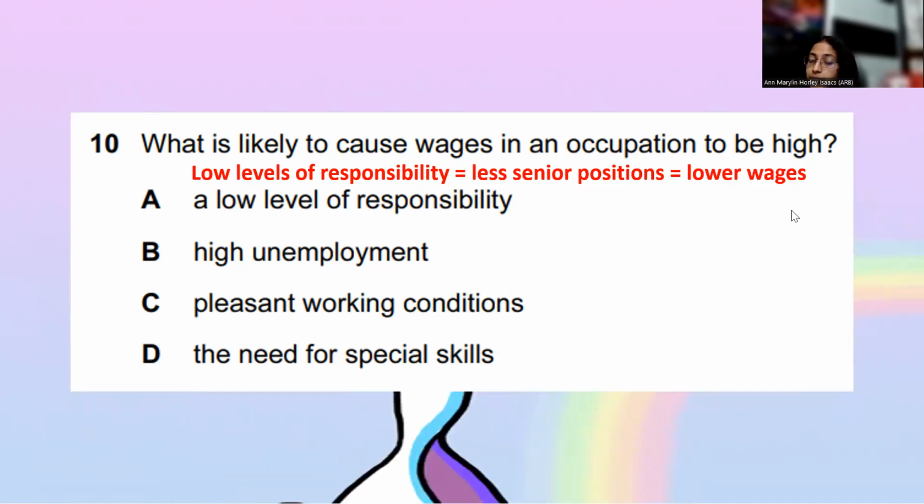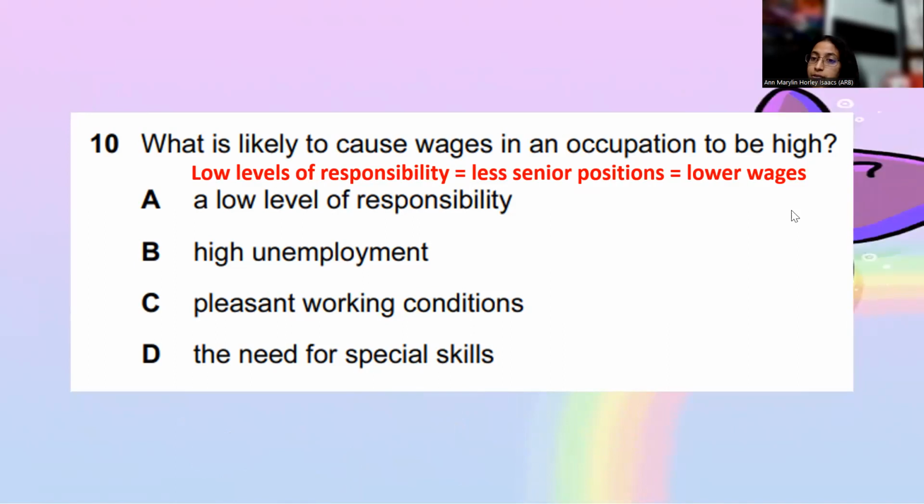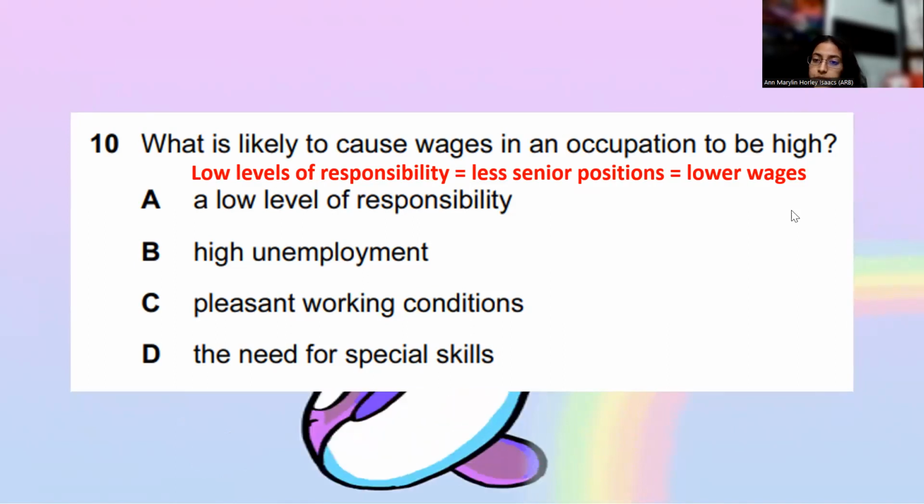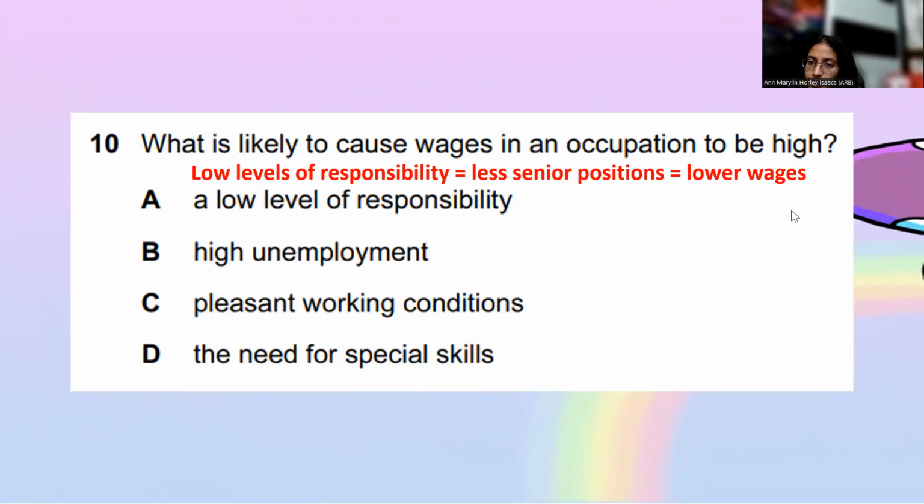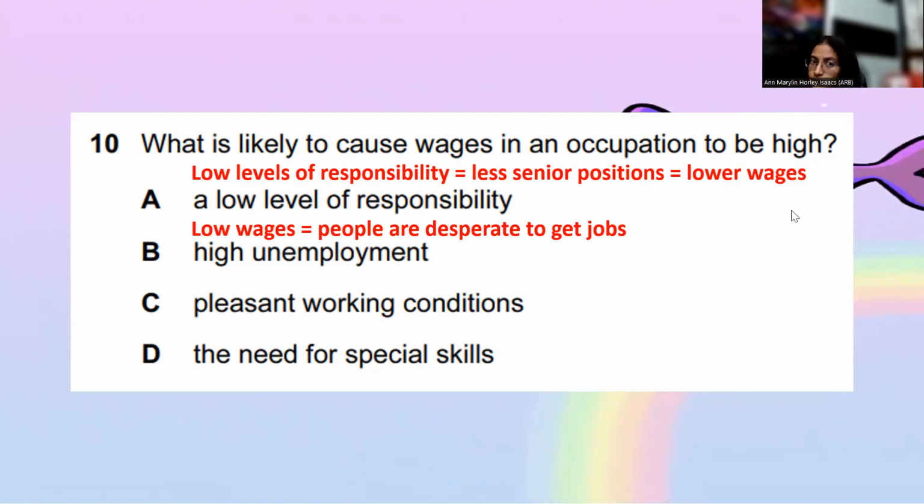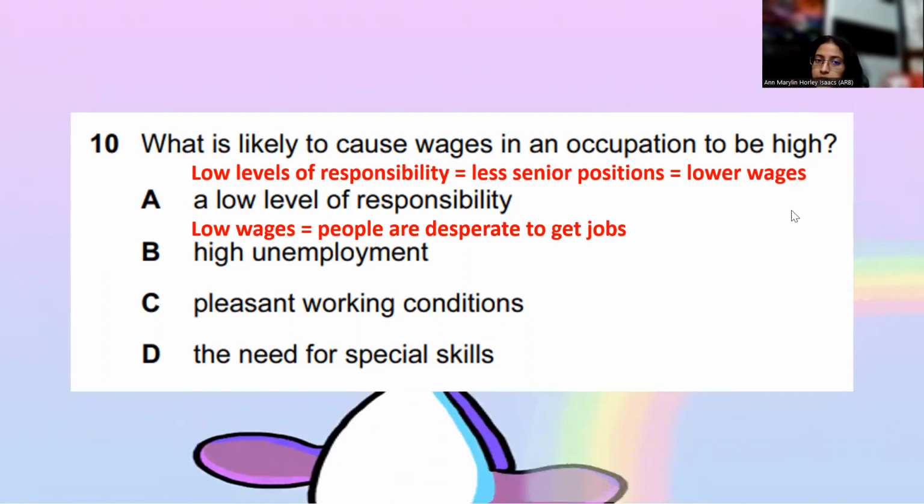So in this type of situation, high unemployment, firms would easily dish out very, very low salaries, and there would be many people desperate to take them. Okay, so high unemployment refers to low wages because people are desperate to get jobs.